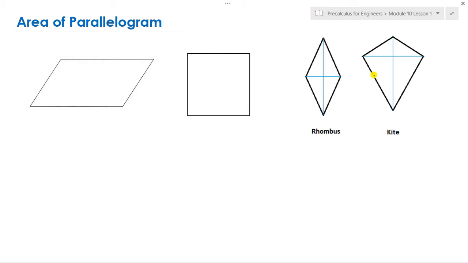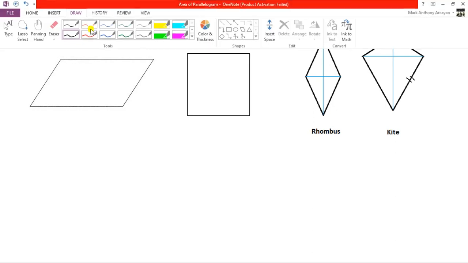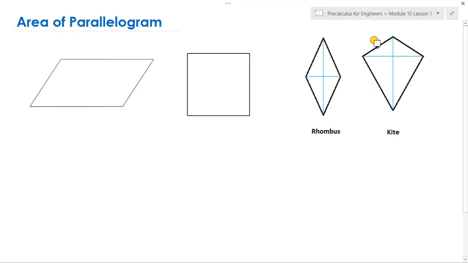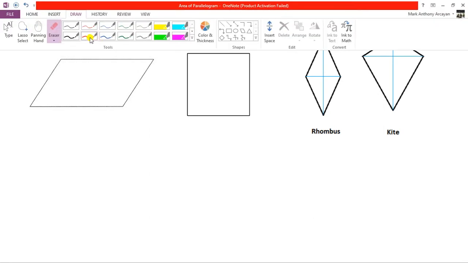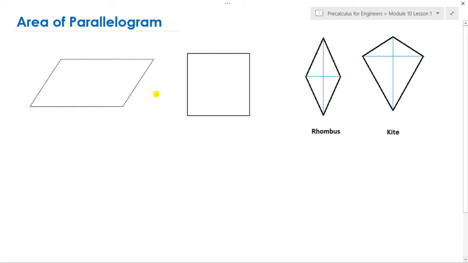Since if you notice the kite, this side and this side are not parallel. The two opposite sides are not parallel to each other anymore. So therefore, it is no longer a parallelogram. It is called a quadrilateral. Of course, all of these are quadrilaterals because a quadrilateral is a polygon composed of four sides. They all have four sides, so they are called quadrilaterals.